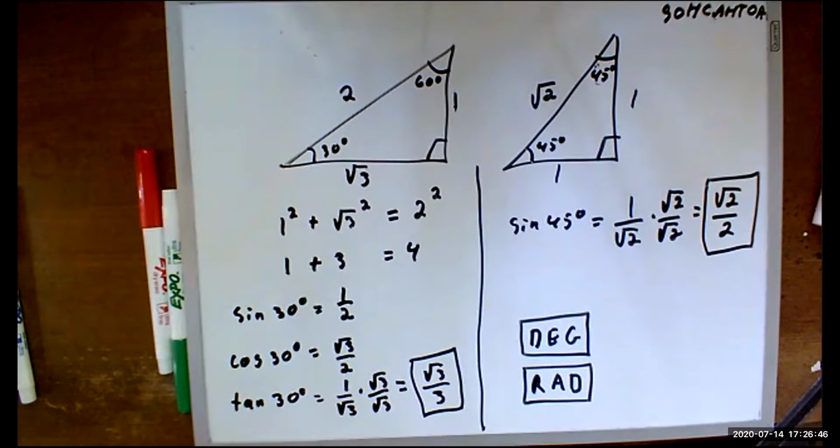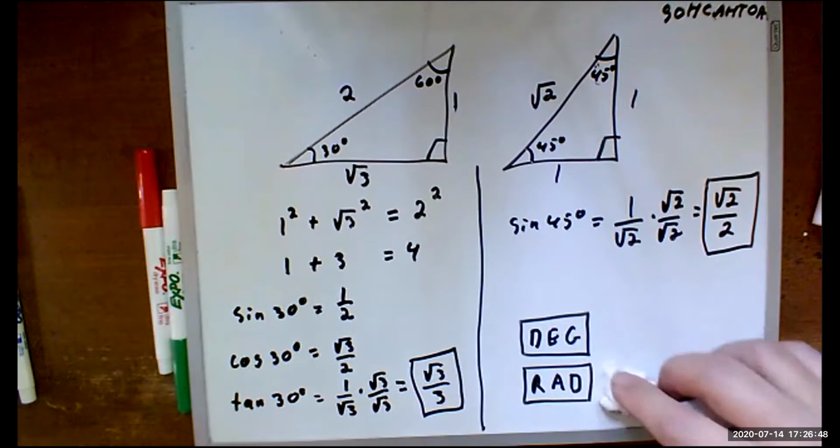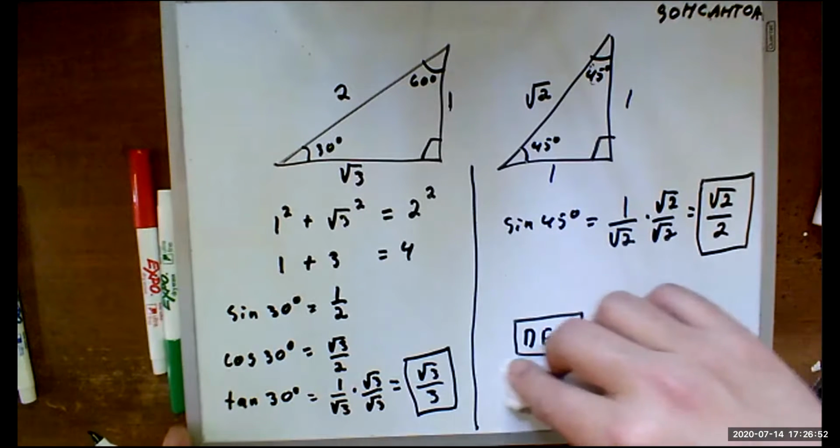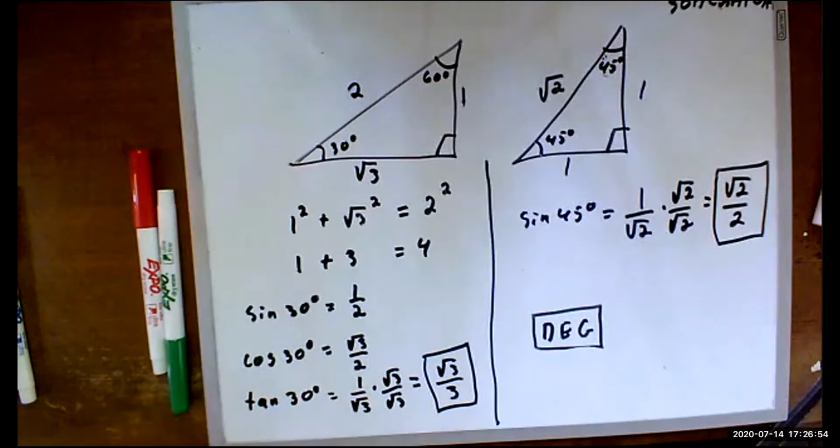When we're dealing with radians, we're going to be dealing with those fractions that you saw earlier, 7 pi over 6, for example. So you won't need it on your calculator. When we're going to calculator work, please make sure your calculator is in degrees.